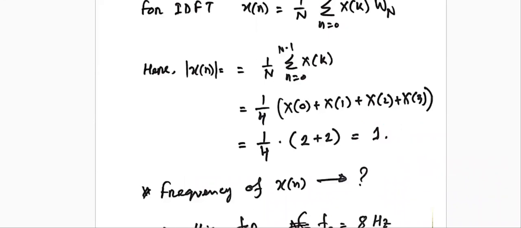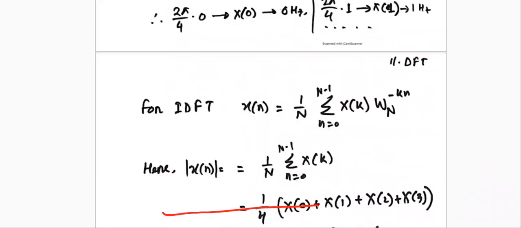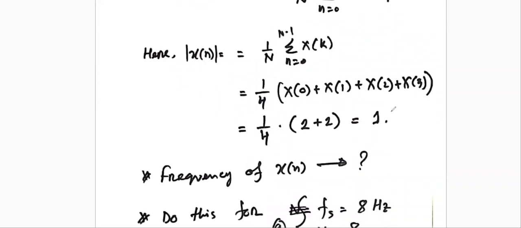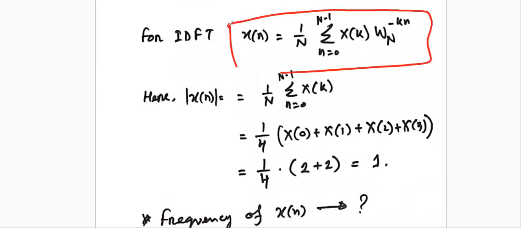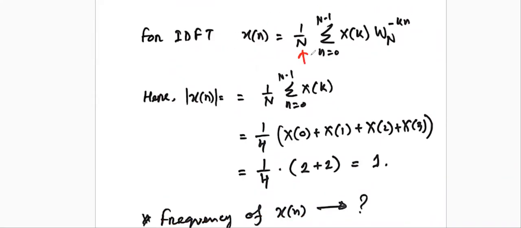Number 1. Number 2 is, what is the frequency? How could you find the frequency? Okay, this is very important. I believe you understand how to find the magnitude. With the inverse Fourier transform formula, you know all the values like capital N, and the xk's, that means x0, x1 up to x3. So you know actually everything, and from there you can find the amplitude of xn.